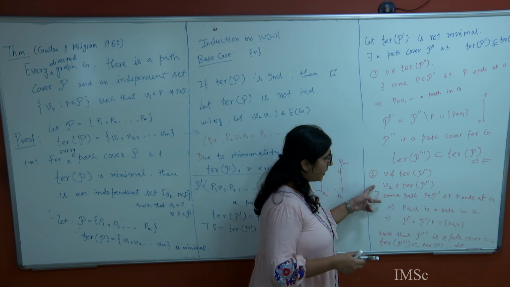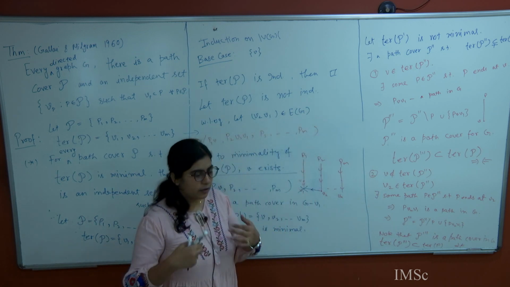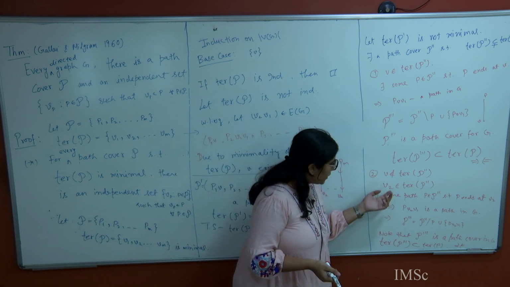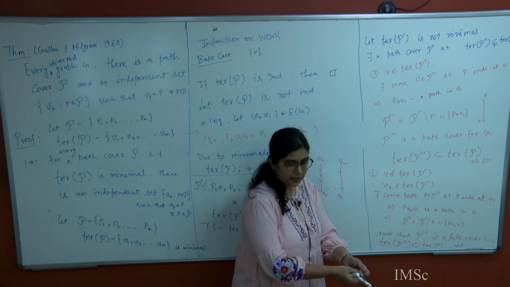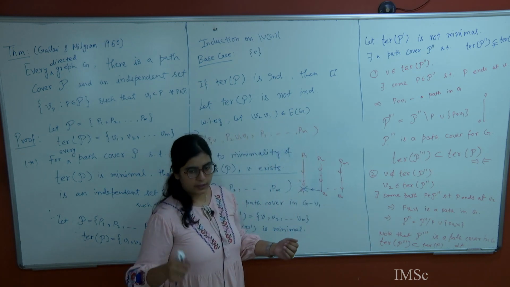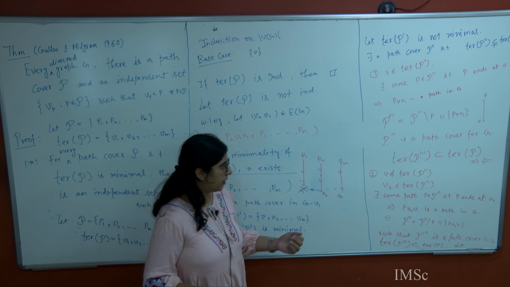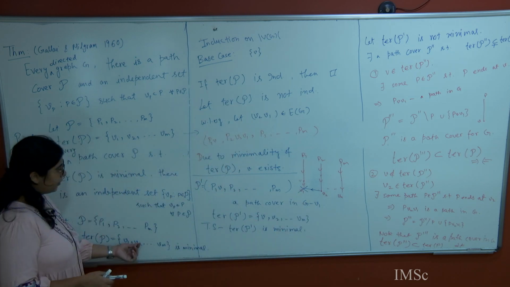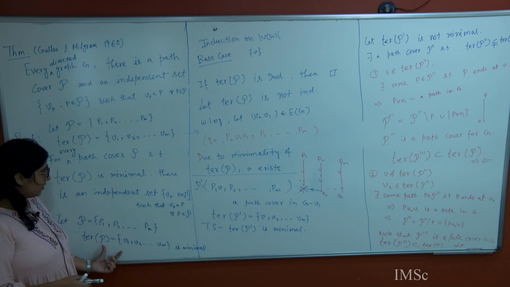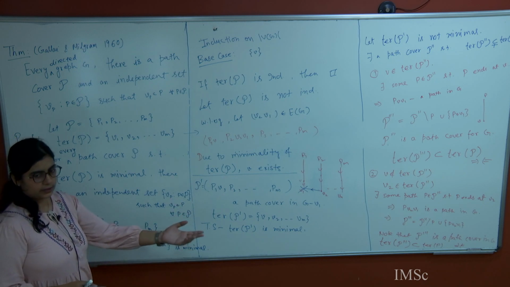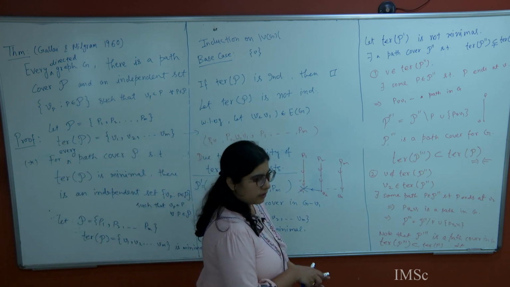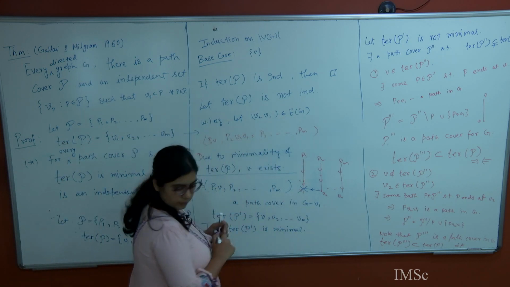In the second case it is even easier to see, because when we extend the path which was ending at P, we are just excluding V2 from the terminal set of P triple prime. So clearly you can see which vertex is missing in the terminal set of P prime, so we get a smaller set. Okay, so this case also is fine.